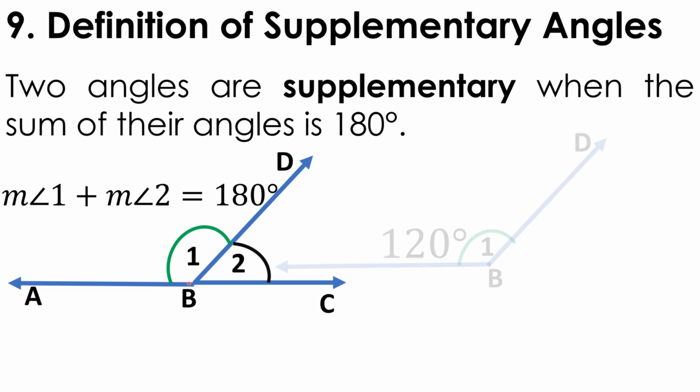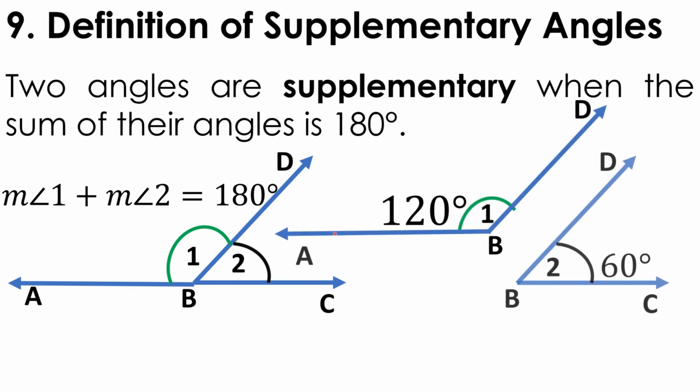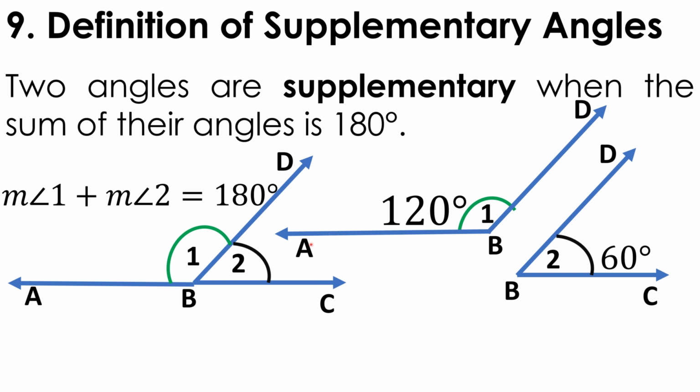Now, when we separate these two angles, it becomes like this. So we have angle ABD, or angle 1, with a measurement of 120 degrees, and angle DBC, or angle 2, with a measurement of 60 degrees. Now, if we combine 120 and 60 degrees, this has a total of 180 degrees. That is why angle ABD and angle DBC are supplementary angles.